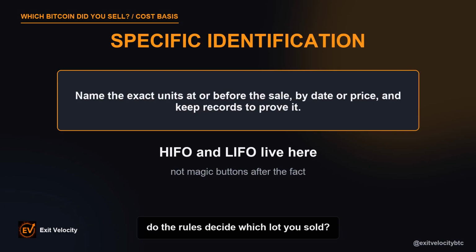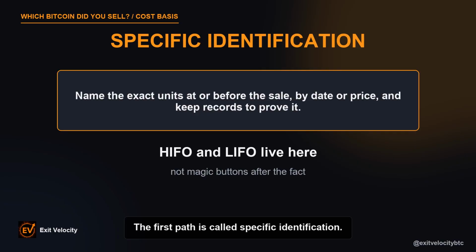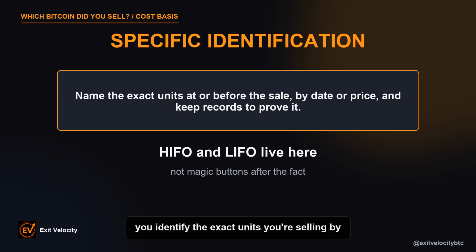So, how do the rules decide which lot you sold? There are really 2 paths, and the difference between them is everything. The first path is called specific identification. If, no later than the moment you sell, you identify the exact units you're selling by their purchase date or their purchase price, and you keep records that back that identification up, then that is a specific identification. This is the only way to deliberately sell, say, your highest cost coins first, the thing people call HIFO.